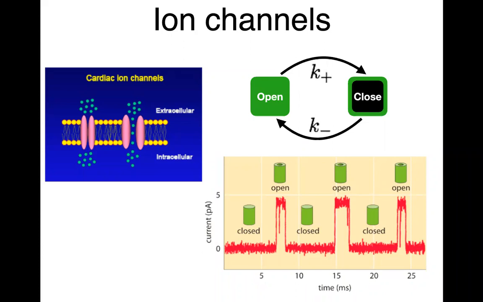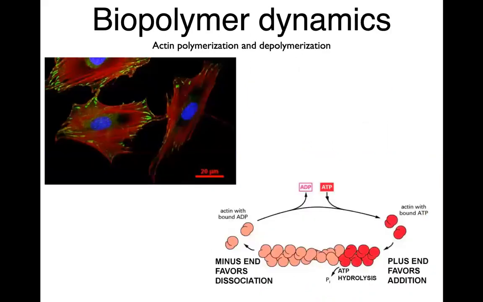And the residence time, how much time you spend on average here or here, depends on the value of the rates. You see in this time series, it spends more time in the closed than in the open state. This means that k minus will be smaller than k plus. If you want a good model to describe this experimental time series, k minus should be smaller than k plus. Very important.